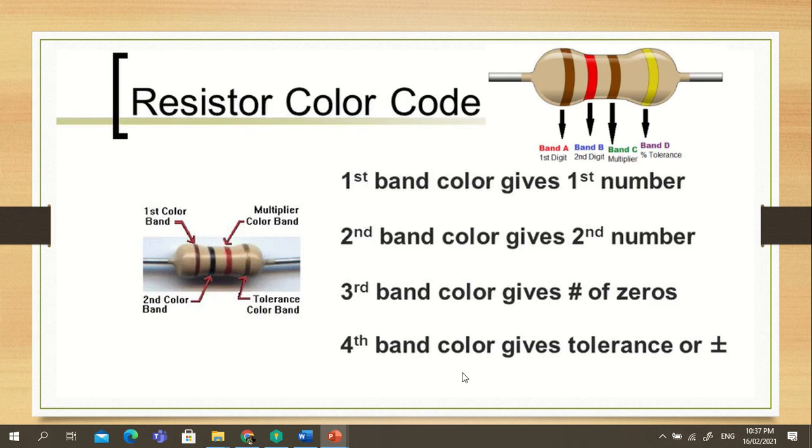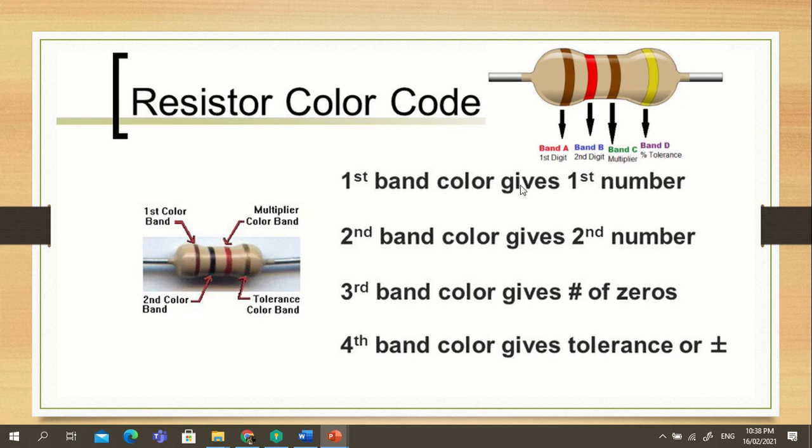All right, so we have here the resistor color code. We have this picture. This is our resistor. We have what we call band A, the first band here. The second band here is band B. Then we have band C and band D. The first band is the first digit, the second band represents the second digit, the third band represents the multiplier, and band D represents the percent tolerance.